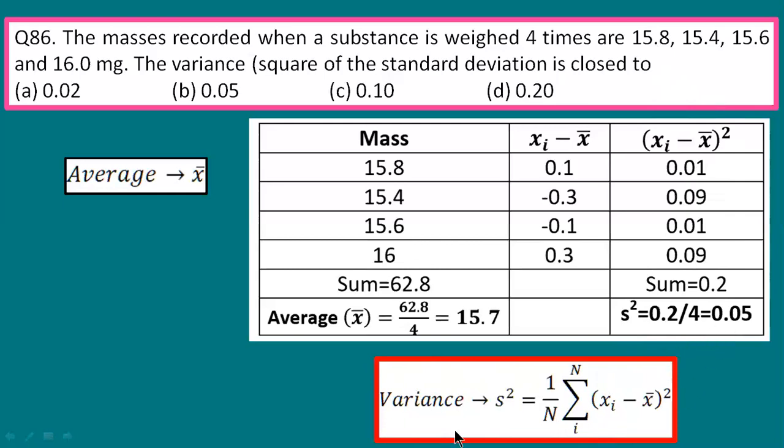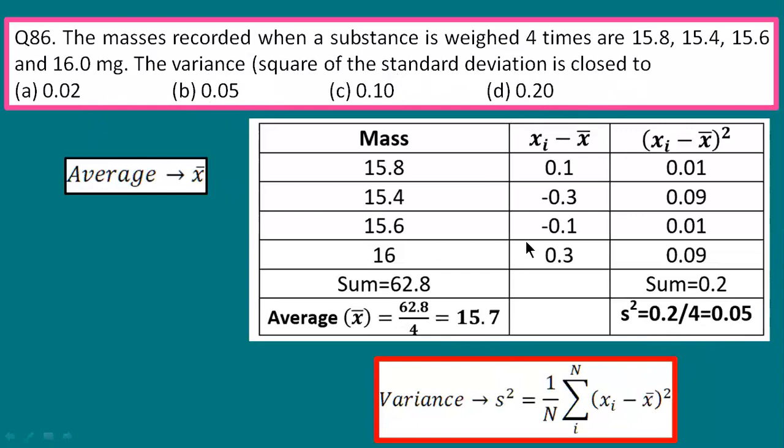0.2 divided by 4, I'll get 0.05. So this is the answer for this question: the variance, or the square of the standard deviation, is equal to 0.05. Sometimes people may also ask you for the standard deviation.